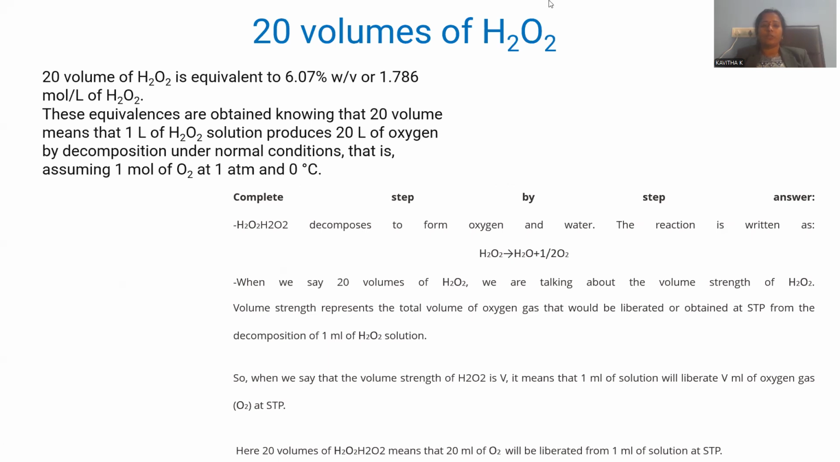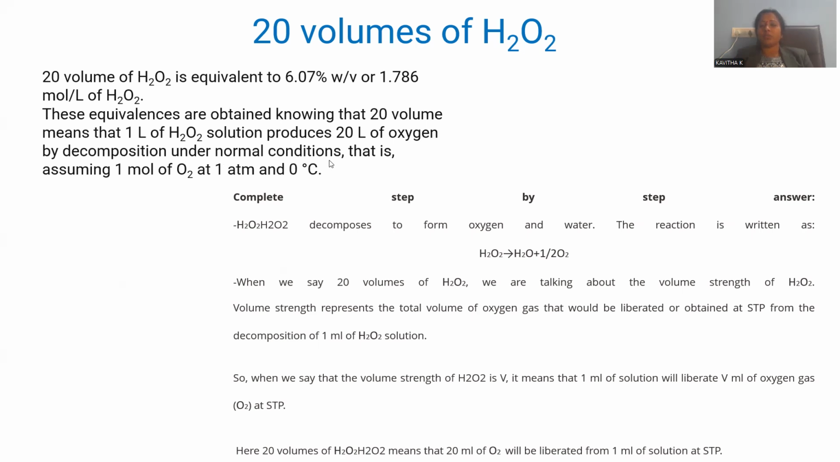20 volumes of hydrogen peroxide is equivalent to 6.07 percent weight by volume or 1.786 mole per liter of hydrogen peroxide. How can we say? These equivalents are obtained by knowing that 20 volumes is nothing but 1 liter of hydrogen peroxide that liberates 20 liters of oxygen. So 20 volumes of hydrogen peroxide generates 20 liters of oxygen, being an oxygen-rich substance, by decomposition under the normal conditions.